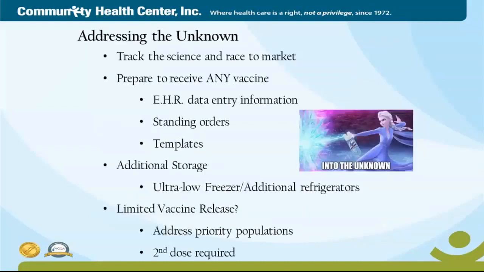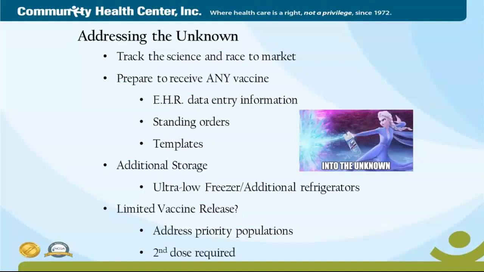But of course, we have to address the unknown. And as a mother of two girls, thinking about the unknown always brings up Elsa's voice in my head, of fiercely going into the unknown and trying to be as optimistic as I can about really just being ready and prepared for what's coming our way. So really making sure that I'm tracking the science and the race to the market. There are basically 3 vaccine frontrunners at this point, but you never know, things might change. And 2 out of the 3 vaccine frontrunners are 2-dose series, and so again, being prepared and ready for those things. We want to be prepared for any vaccine.